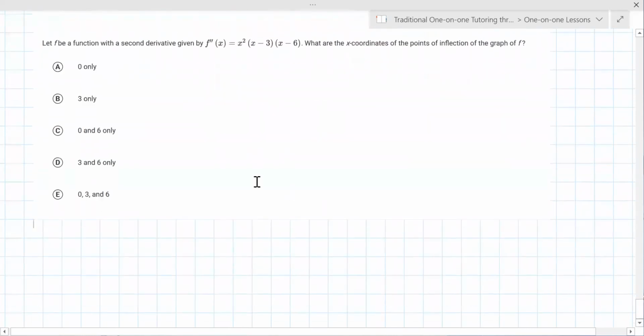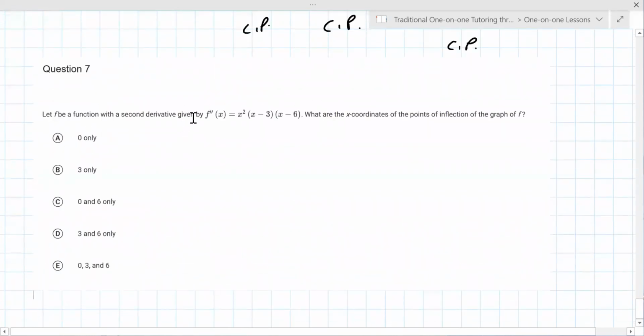Okay, this one, they're giving you the second derivative. That's really nice. You don't have to take a derivative, but pay extra attention to making sure you know what you're looking at. They want to know about the inflection point. So inflection points occur when the second derivative equals 0 and there's a sign chart, a change, where it goes from plus to minus or minus to plus.